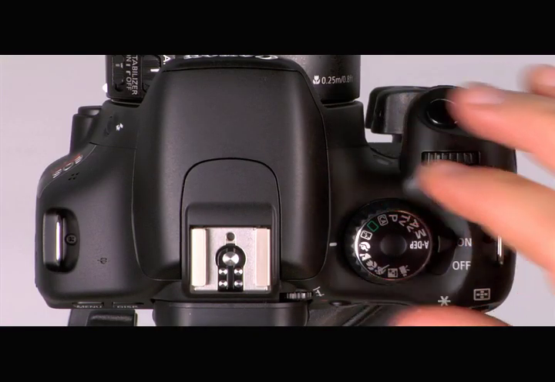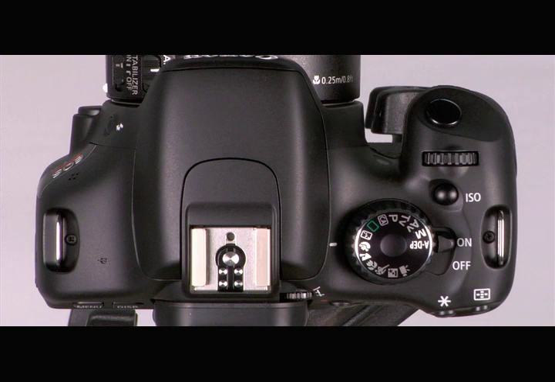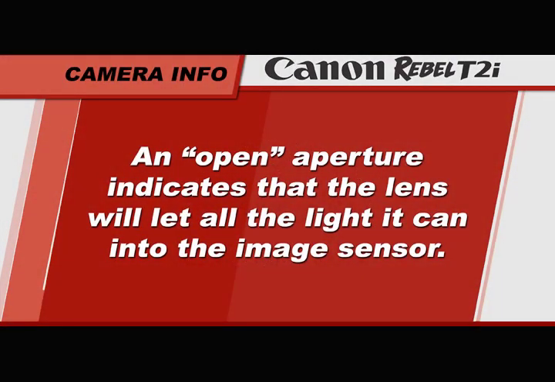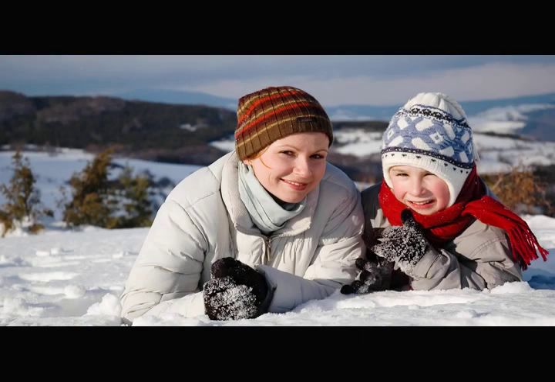This is the portrait mode. To shoot in this mode, rotate the mode dial to select it. Use this mode when you want the subject to be in focus and what is behind the subject to have a soft focus. In portrait mode, the aperture is set wide open. The aperture is controlled inside of the lens. An open aperture indicates that the lens will let all the light it can into the image sensor. With a wide aperture, you'll get a short depth of field.